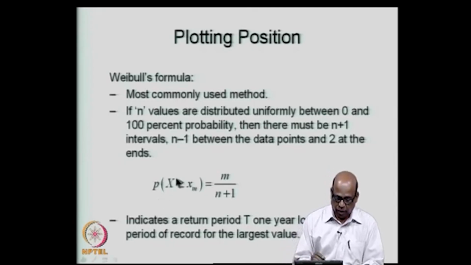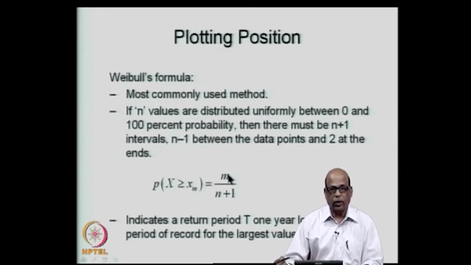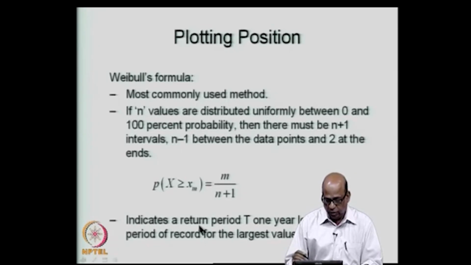And the probability of x being greater than or equal to x_m is then given by m divided by n plus 1. So, this indicates a return period 1 year longer than the period of record for the largest value. So, you have the largest value in the data, which should have corresponded to m divided by n, but now it corresponds to m divided by n plus 1.